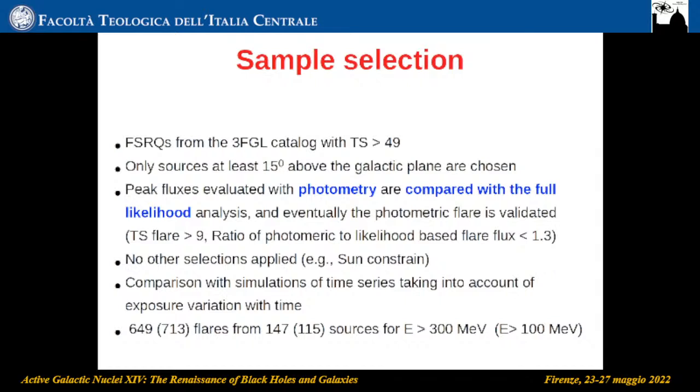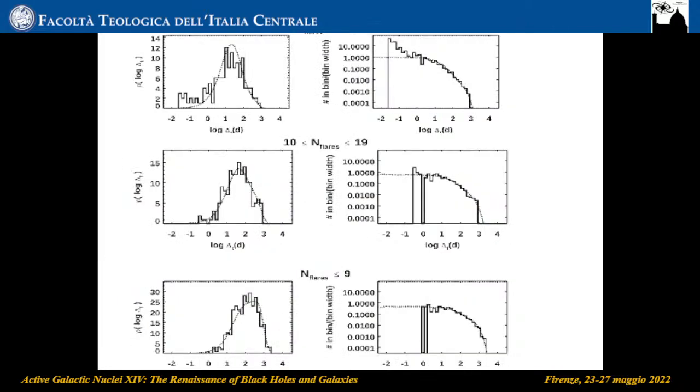Okay. I also performed a lot of simulations with time series, taking into account the exposure of each source, and it was possible because the method is extremely fast. The multiplicity of the problem is proportional to the number of photons in your time series, while other methods are really slow because the multiplicity is proportional to the number of events squared.